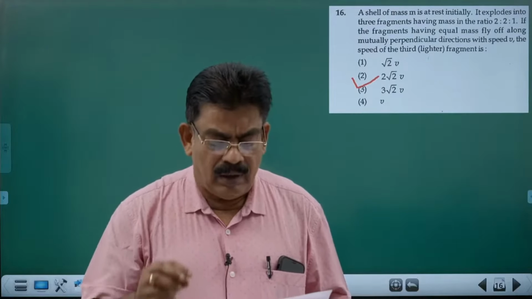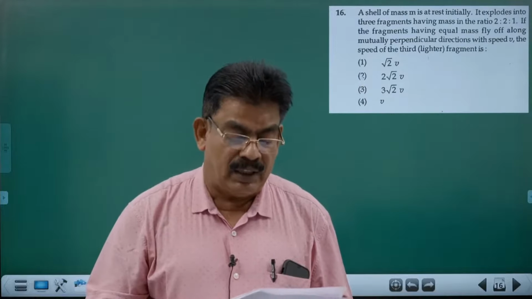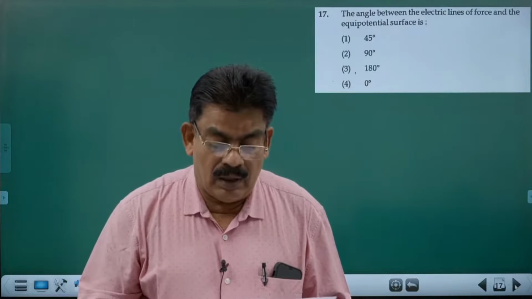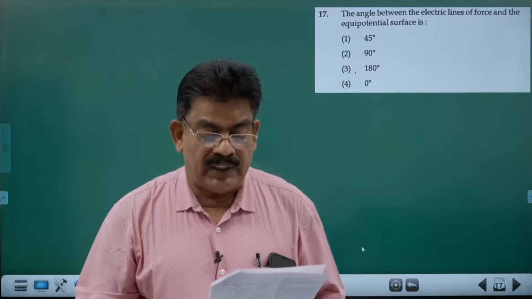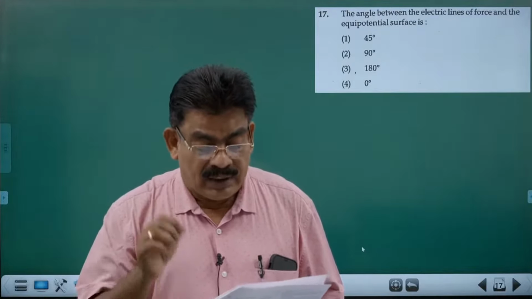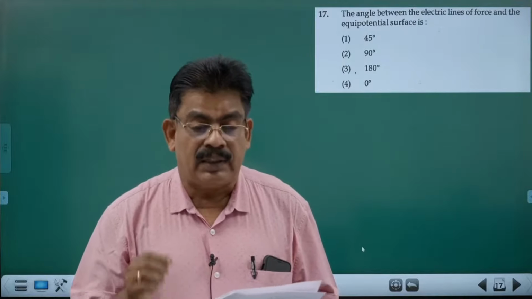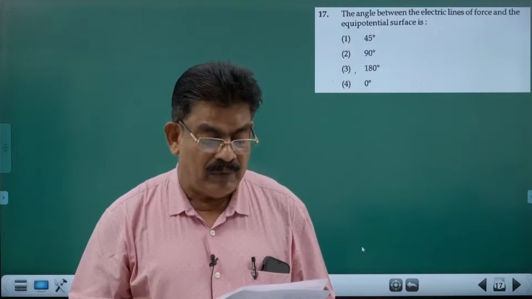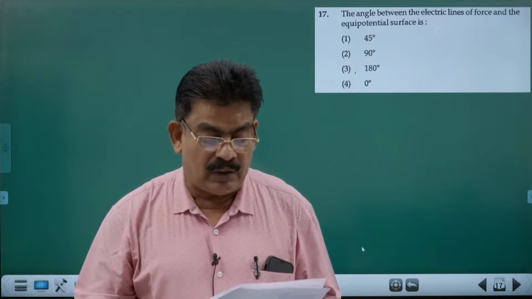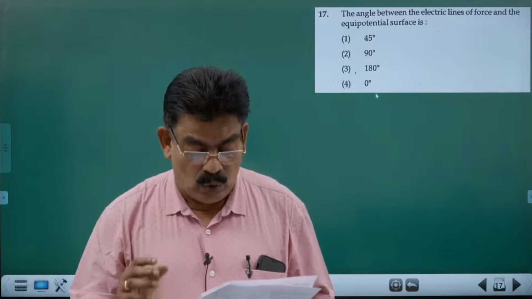Next one. A very basic question from the theory part. For an equipotential surface, the electric field along the surface is 0, but the electric field will be acting perpendicular to the surface. So the angle between them will be 90 degrees. So the answer for question number 17 is 2.